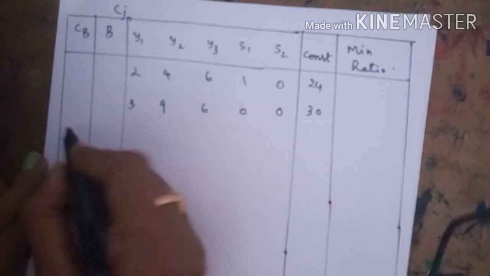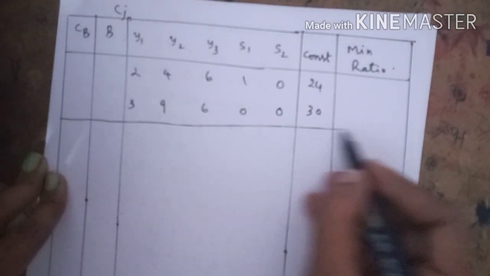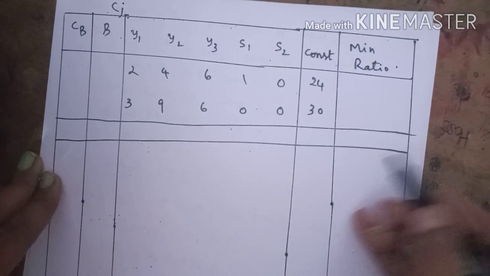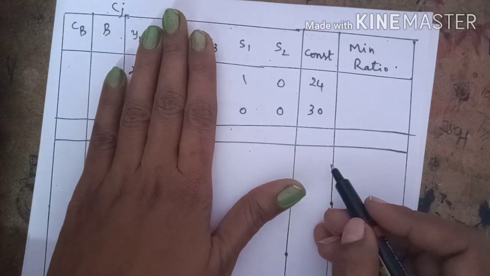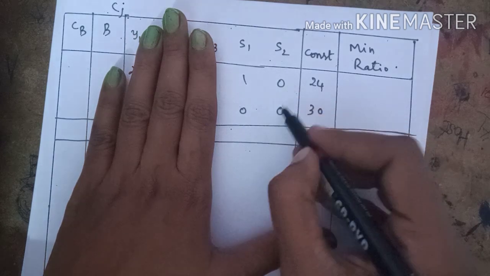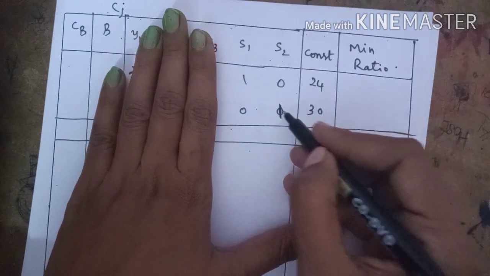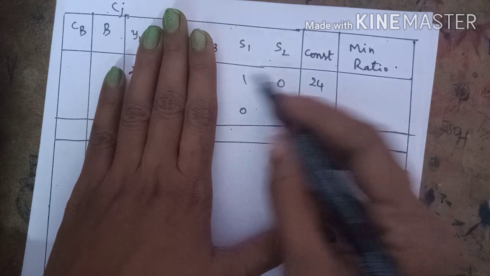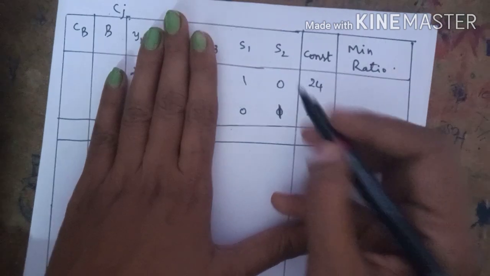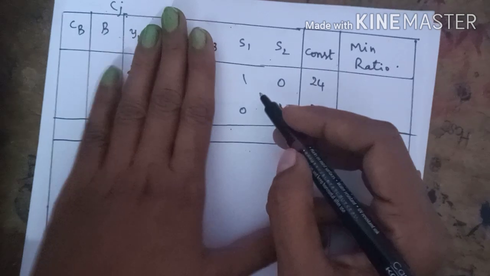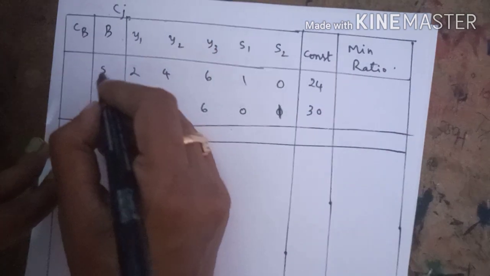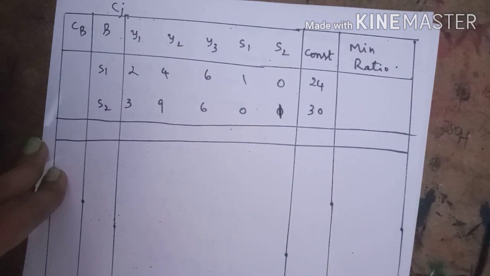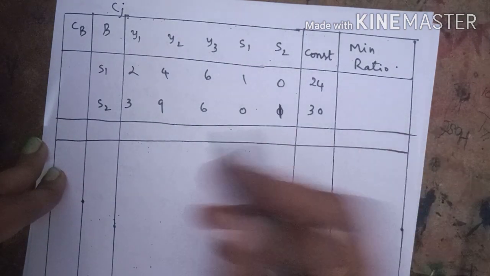Now we'll draw one line like this. Now here we have 1, 0, 0, 1, we have got like this. Wherever the identity matrix forms, those variables will become the basis or basic variables.